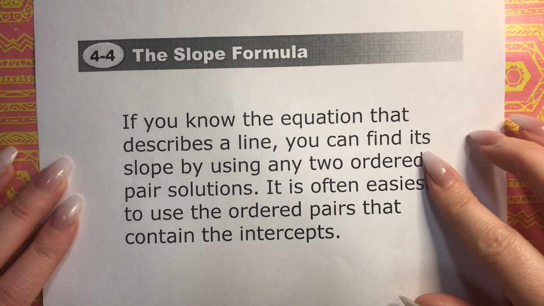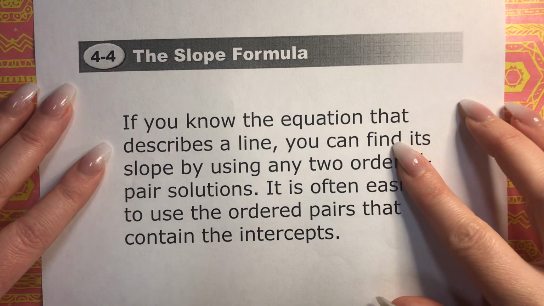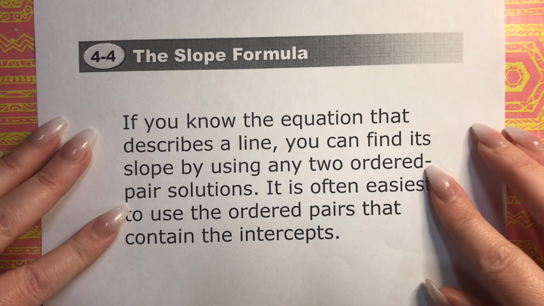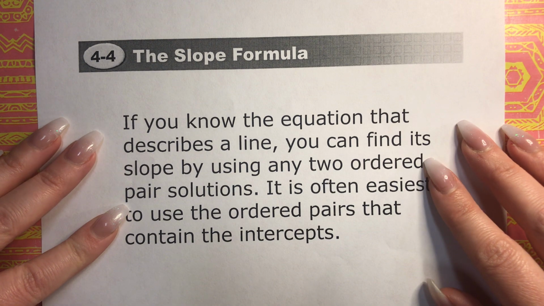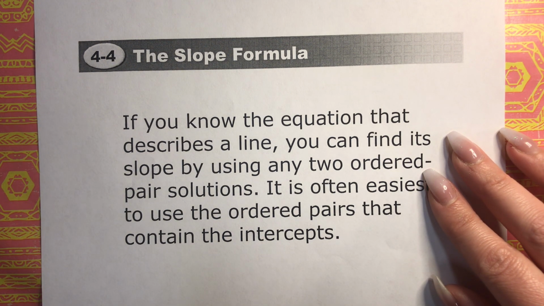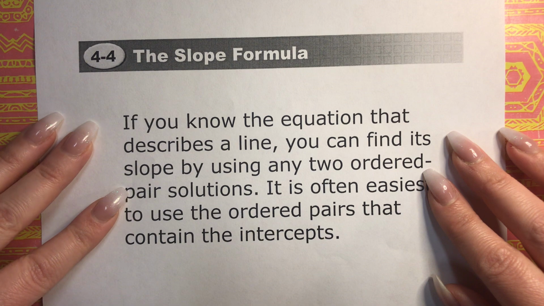If you know the equation that describes a line, you can find its slope by using any two ordered pair solutions, right? We know that. We use the slope formula. So if you have two ordered pairs, we call one our first point, we call the other one our second point, and then we stick them in the formula and find our slope.